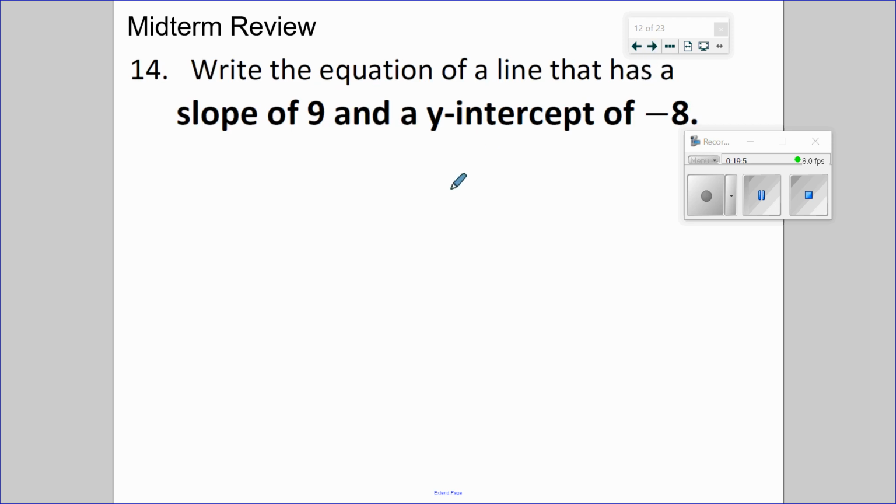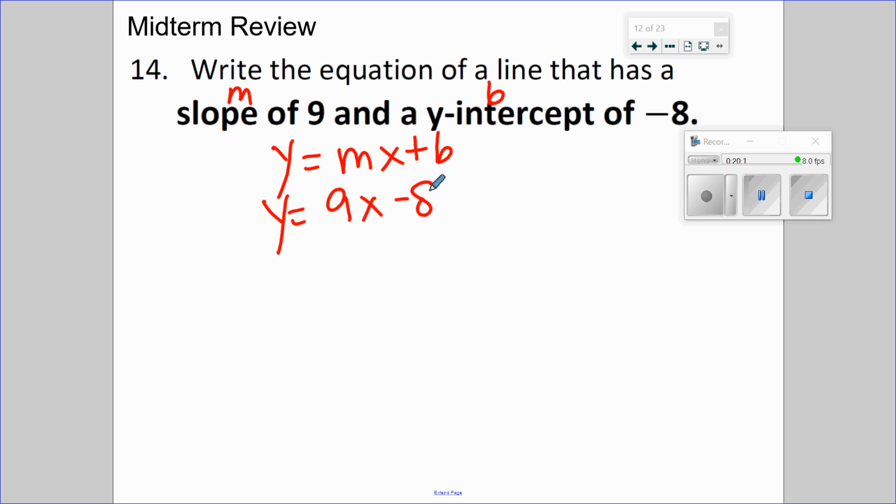Right, the equation of a line has a slope of 9. All right, that slope is m. And the y-intercept, my b, of negative 8. I write y equals mx plus b because that's slope-intercept form, equation of a line. Now I substitute. My m is 9 and my b is negative 8. And there's your answer. Y equals 9x minus 8.